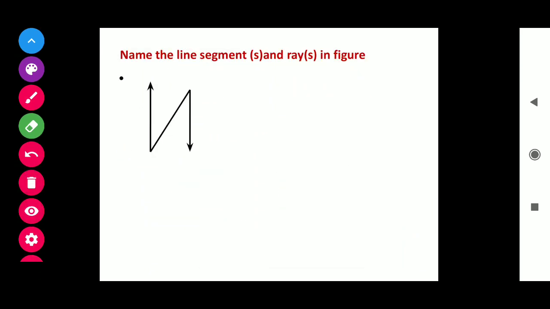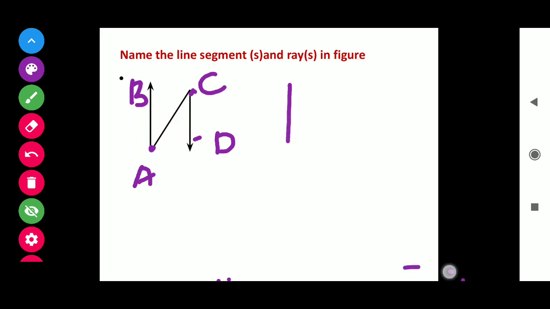Next one is, name the line segments and rays in the figure. So here you have to find out which are the rays and which are the line segments. So first we will do like this. Let's start from here. Suppose this one is B, this one is A, this one is C, and this one is D. Now we will divide in three parts.